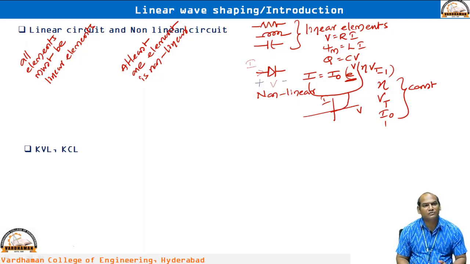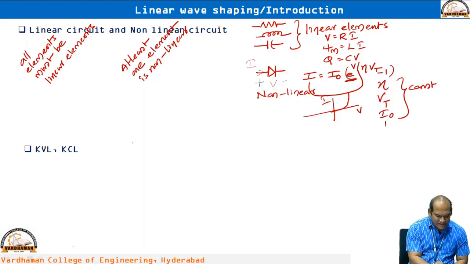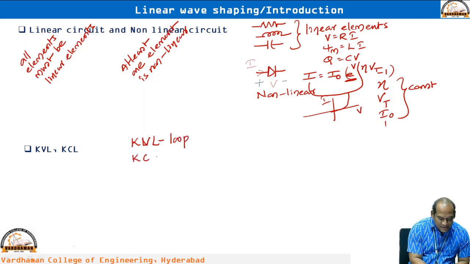In our first module, we are going to see linear wave shaping, so we are going to work with linear circuits only. But in the second module, we are going to see non-linear wave shaping, and at that moment we are going to use non-linear circuits. Now, to understand the basics, I am telling regarding Kirchhoff's laws also, those are KVL and KCL. We are going to use KVL several times, that is why I am revising that. KVL is Kirchhoff's voltage law. Basically, KVL is applied in a loop and KCL is applied at a node.